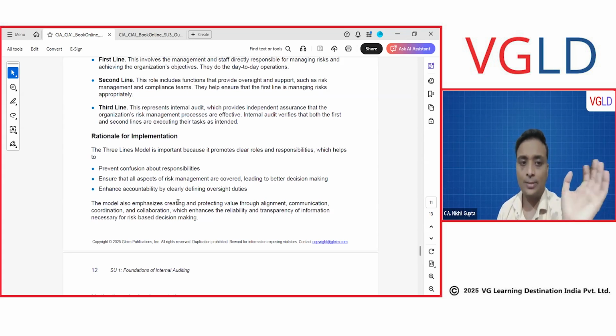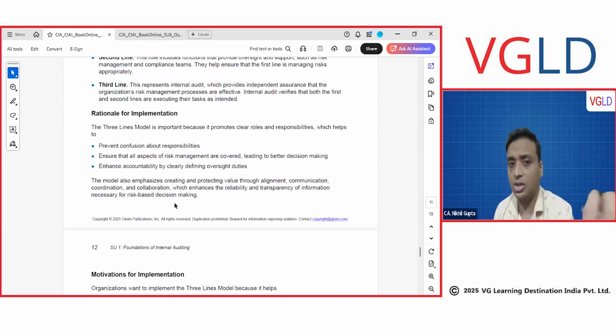So it helps to prevent confusion about responsibilities. It helps to ensure that all aspects of risk management are covered, leading to better decision making and enhancing accountability by clearly defining oversight duties, meaning who does what. There is a complete set of segregation of duties.